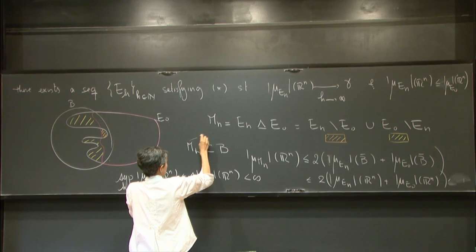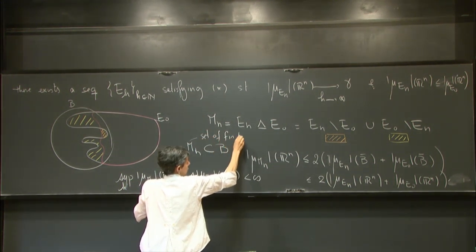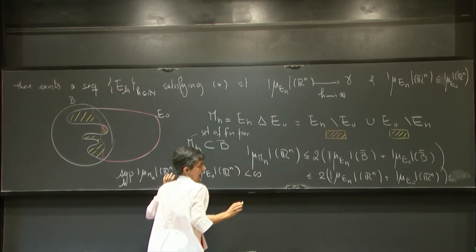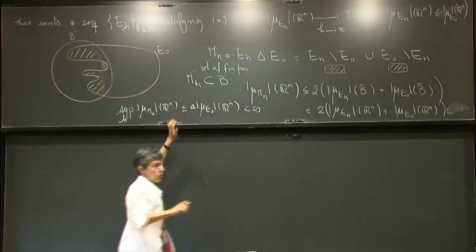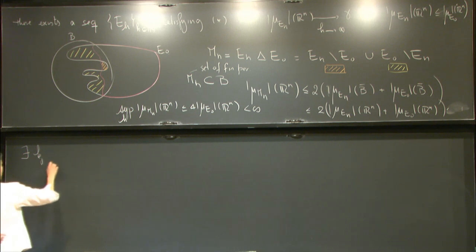I want to point out something. We never proved that unions of sets of finite perimeter, intersections of sets of finite perimeter, or the complement of a set of finite perimeter are sets of finite perimeter. But I'm sure you can do that, so we're not going to waste time. You can believe it. Therefore, I have a sequence of sets of finite perimeter inside a big ball, the perimeter is bounded, so there exists a subsequence that converges.